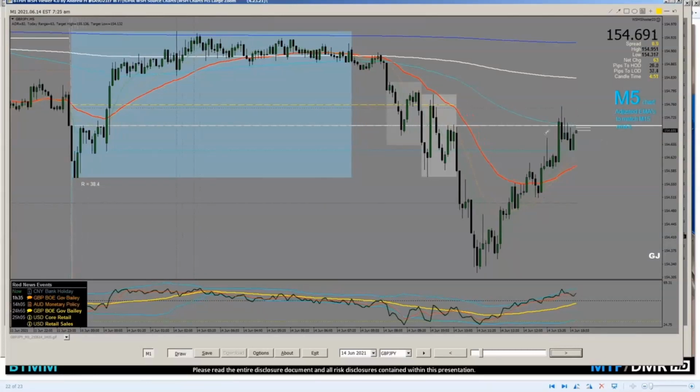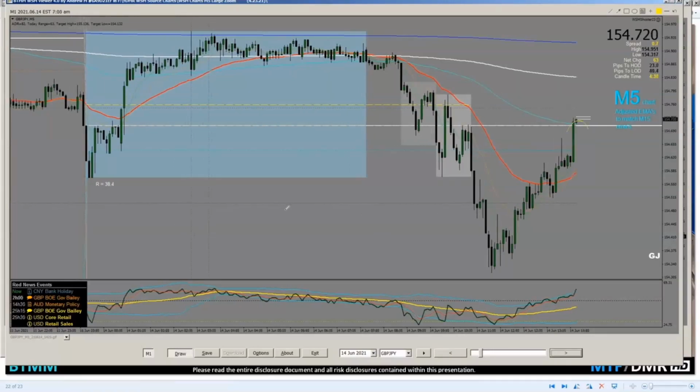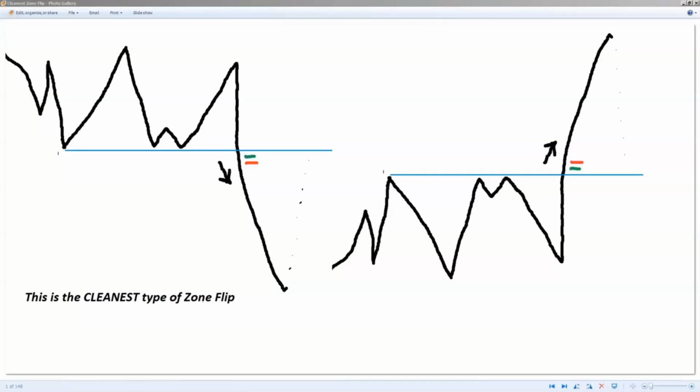Always expecting the pullback out of day open price, but notice the zone flip that held very clearly right here. Just a brief bit of discussion about zone flips. Let's cover this again here. The cleanest of all zone flips are zone flips where we get a distinctive breakout of an area with a single point or multiple points that anchor the area where the breakout trades happen.